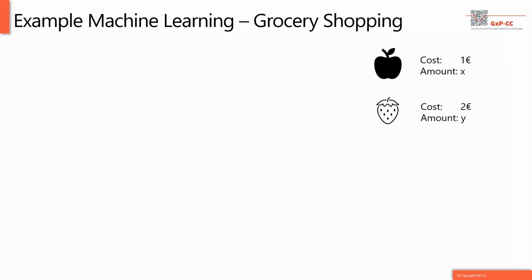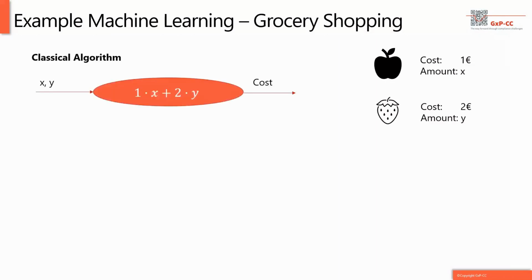Good. Classically, that is pretty easy. So if I buy 5 apples for €1 and 2 strawberries for €2, then that costs €9. That's a classical algorithm. Not much to think about. But we want to stay with this simple example anyway and look how AI could tackle this.